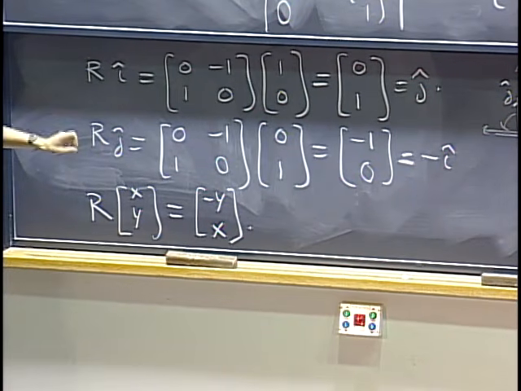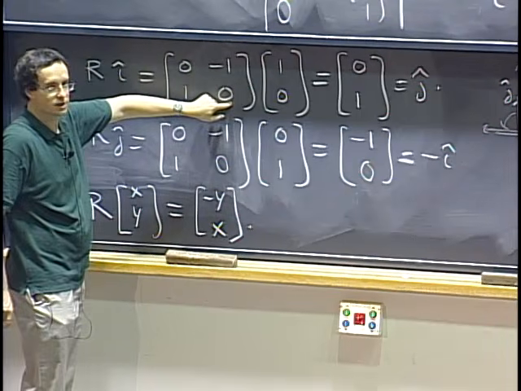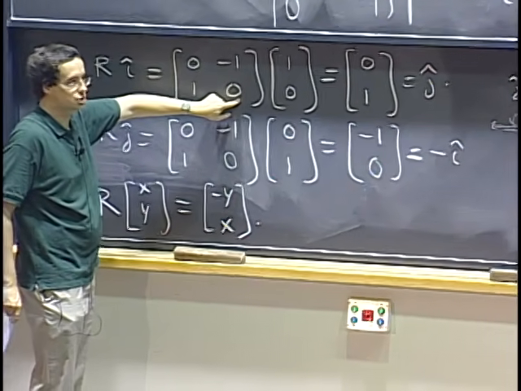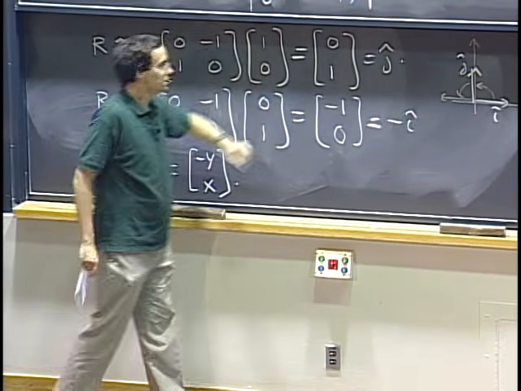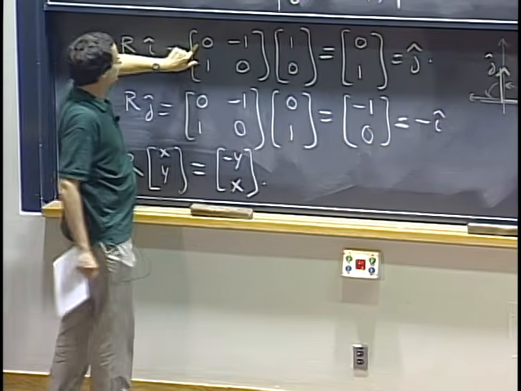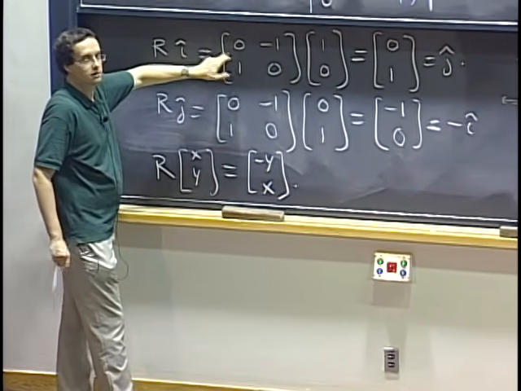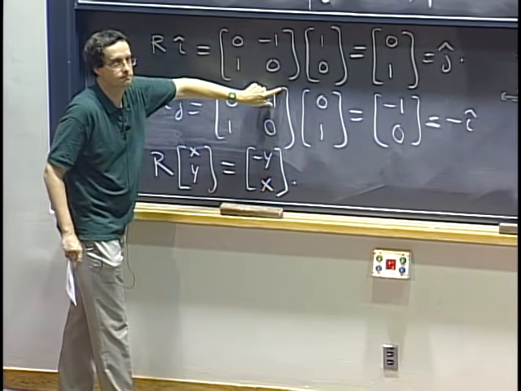By the way, I should point out that the columns in this matrix represent what happens to each basis vector, to the vectors i and j. See, this guy here is exactly what we get when we multiply R by i. And when we multiply R by j, we get this guy here.